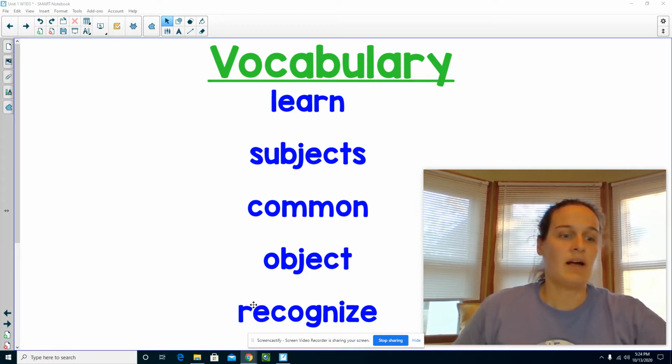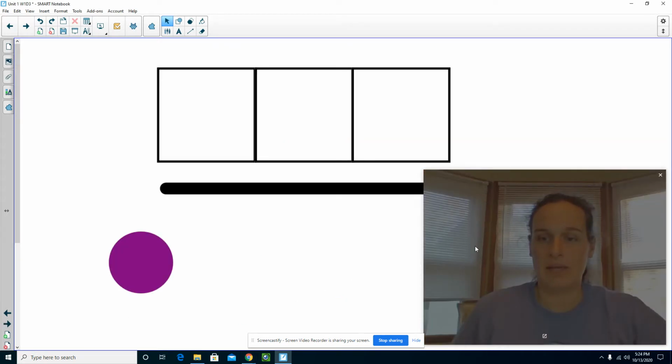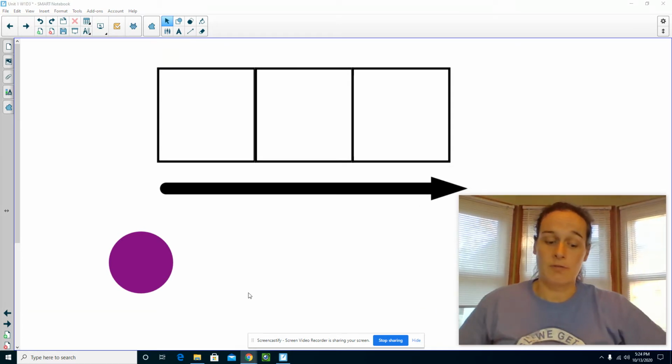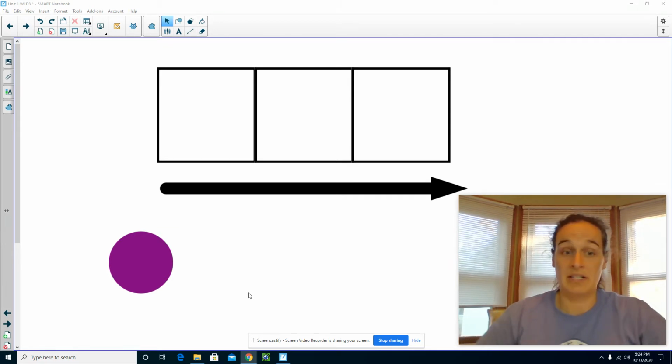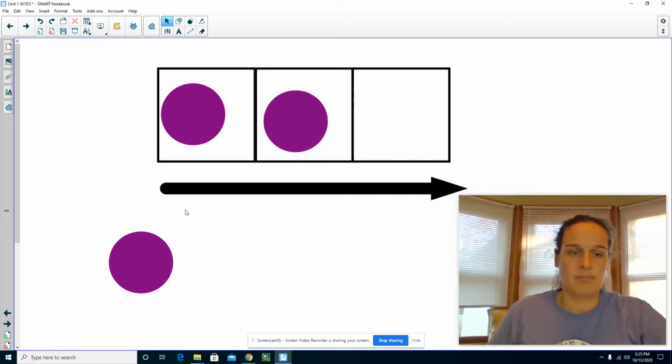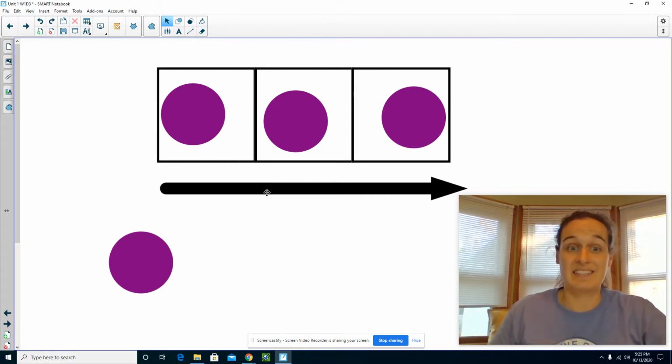Okay? We are now going to move into some phoneme blending. And I'm going to model the first one for you. So I'm going to put a marker in each box as I say each sound. Then I will blend the sounds to form a word. S, a, d. This word has 3 sounds. S, a, d. Listen as I blend those sounds to form a word. Sad. The word is sad.